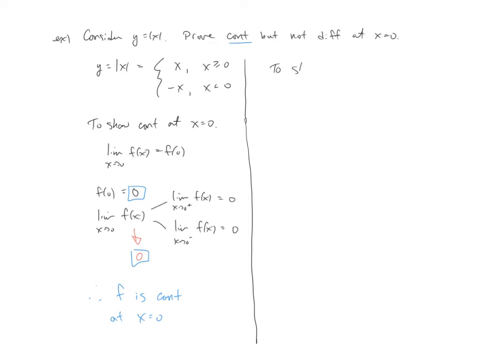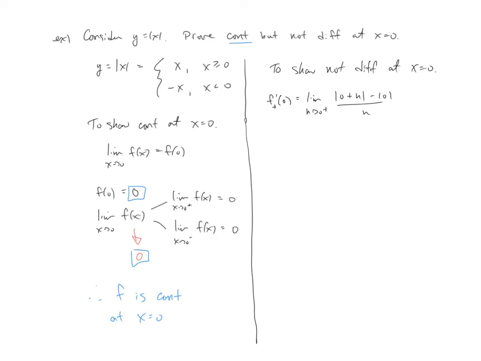So to show not differentiable at x equals 0, we'll go ahead and start here with the idea of the right-hand derivative. So this is going to be f prime with the plus on the bottom at 0 equals the limit as h goes to 0 from the right, absolute value of 0 plus h, minus absolute value of 0, all over h. And so again, that's just your difference quotient with 0 plugged in for all of the x's.